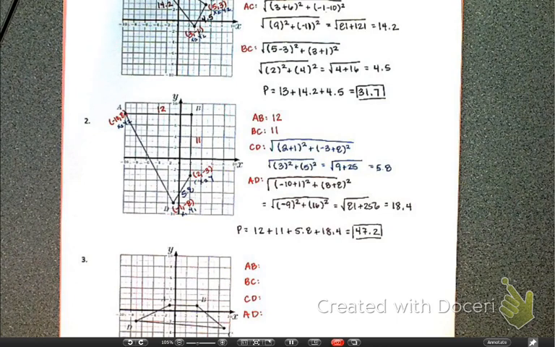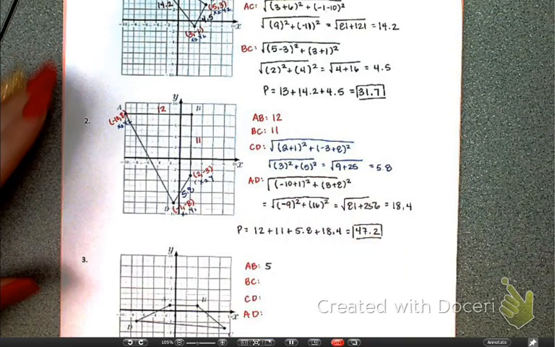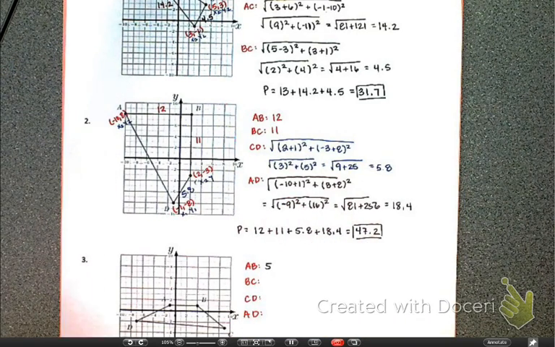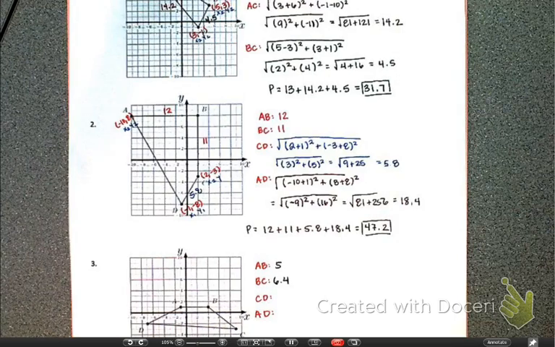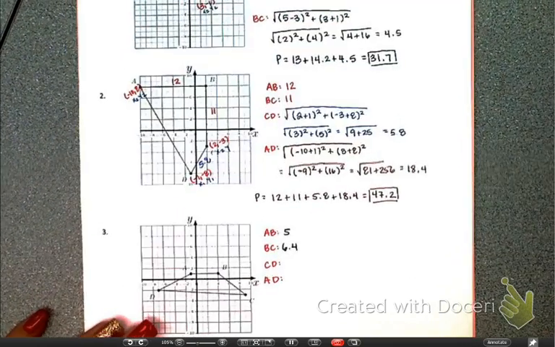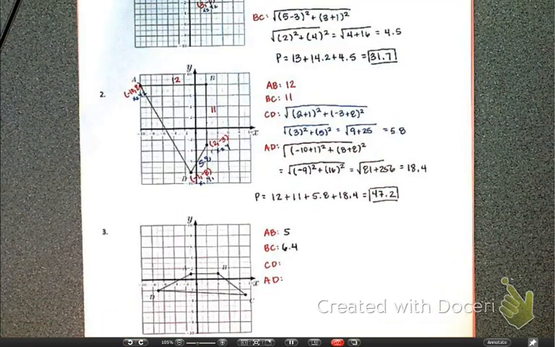I need someone who solved for AB to raise their hand. What did you get? 5. Did everyone else who solved for AB also get 5? Yes. Okay. Someone who solved for BC. 7.3. Can we confirm that? No, I got 6.4. I got 6.4. For BC? 6.4. Okay, never mind, Kylie. I think you got it right. If you're not giving me an answer, you're not talking right now.